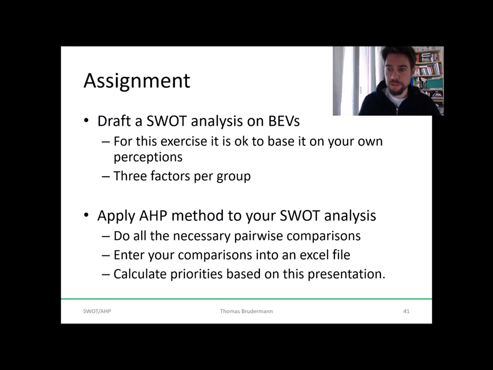Okay, this leaves me with the assignment, which is based on this online presentation. First one is, this is what you probably already did now in the middle of the video. So please draft a SWOT analysis for battery electric vehicles. And for this exercise, it's totally okay to base it on your own perceptions. Think of three factors per group. And then apply the AHP method to your SWOT analysis. So you can do all the necessary pairwise comparisons yourself. You might also ask somebody else, but it's not necessary for this exercise.